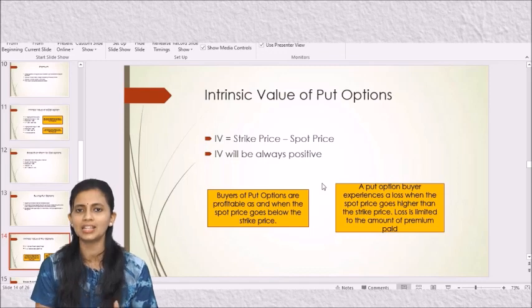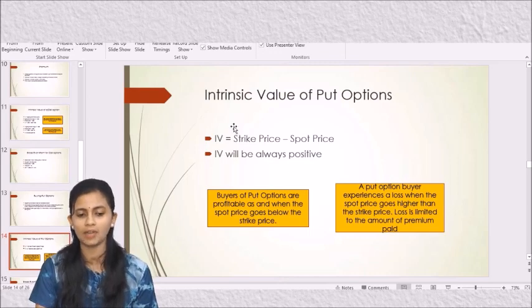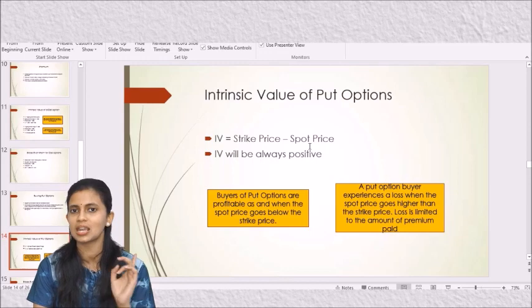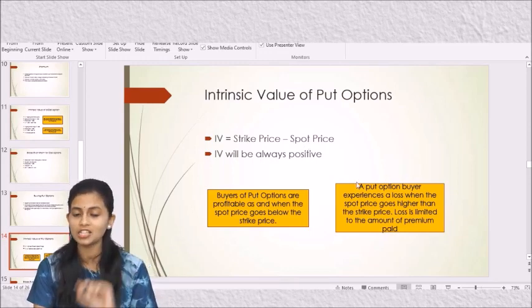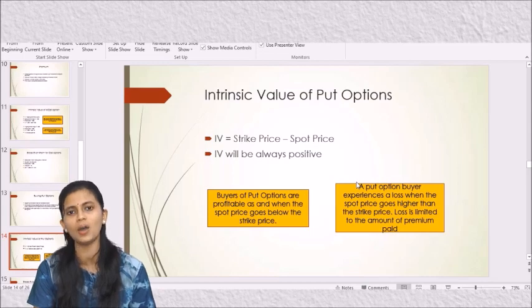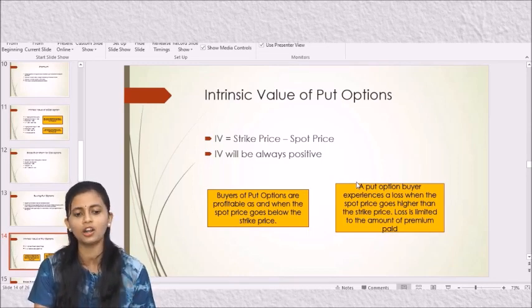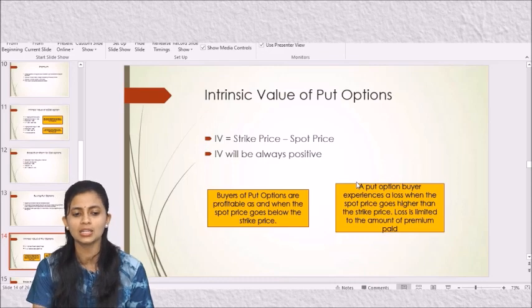Now, the intrinsic value calculation is slightly different from call options. In put options, intrinsic value is equal to strike price minus spot price. Under call options, intrinsic value was spot minus strike. Here it is strike price minus spot price. Why? Because you are expecting the spot price to be lower than the strike price, because you are expecting the stock to move downwards. So obviously the spot price should be lower than the strike price in order to get the intrinsic value.